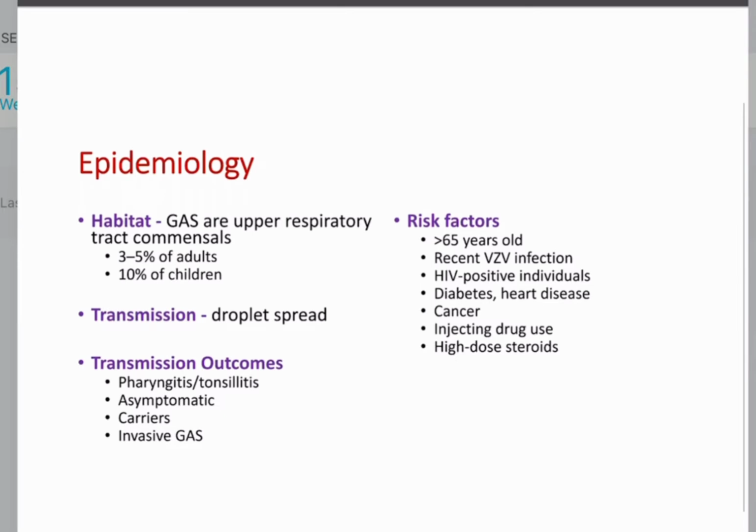Injecting drug use, so it can be because of immune suppression, because of the comorbidities of HIV and others, or it could be the skin. When you are injecting and you are not injecting aseptically, the group A streptococcus on the skin can get into your system. And then, of course, high dose steroid, again because of the immune system, it can lead to the increased predisposition towards group A streptococcus.